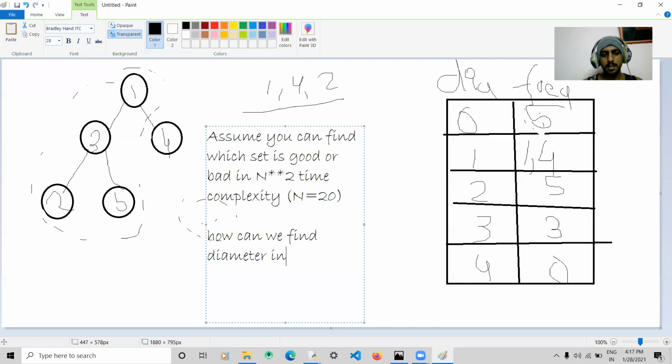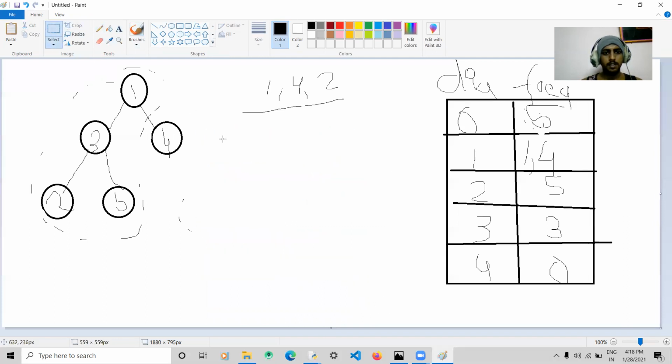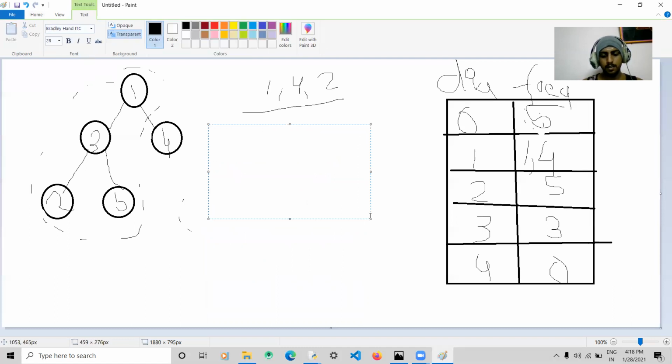how can we find the diameter in that subtree in n square time? Again, that is good, because n is very small. So for this, we will do computation. We will figure out, on the original tree, all pair shortest paths. This is what we will figure out.